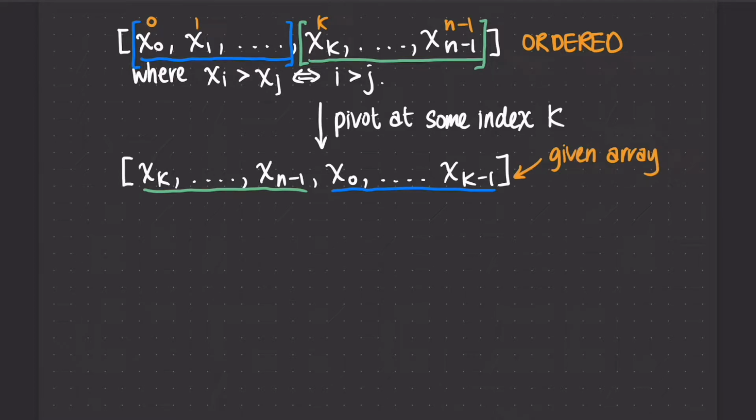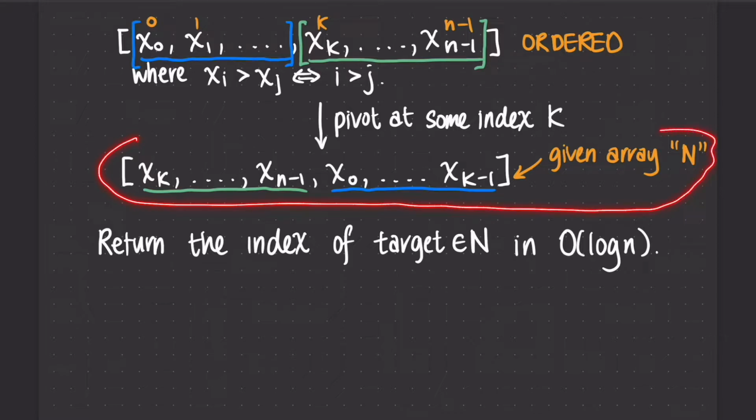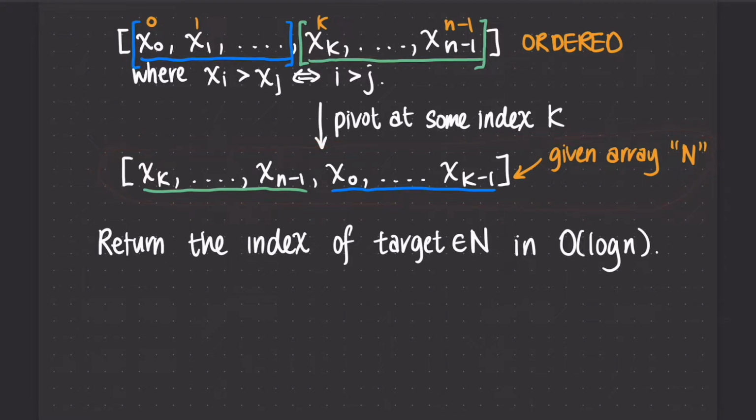Let's call it n. So given such a once pivoted ordered array of integers, n, the question asks you to return the index of some target integer in n in logarithmic time.